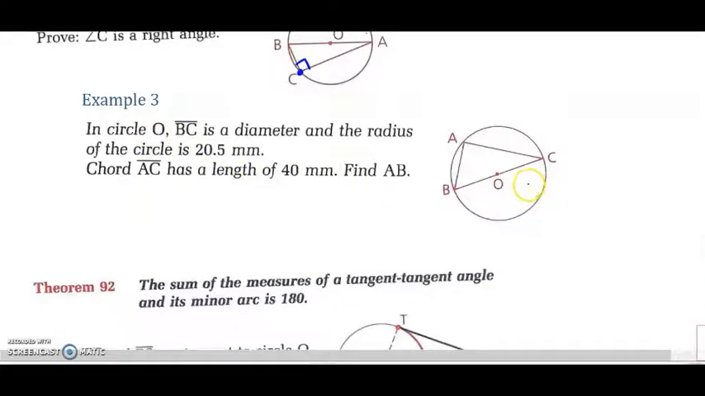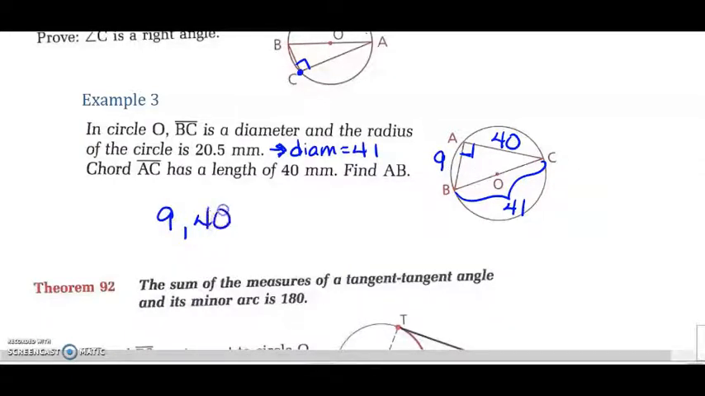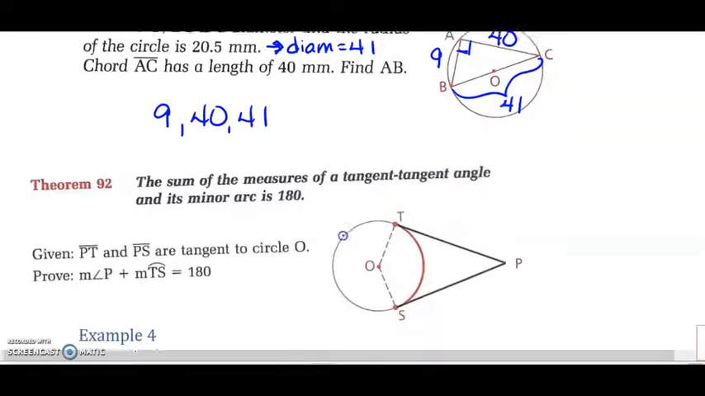In circle O, BC is a diameter, and the radius is 20.5. That means the diameter has to be 41. AC has a length of 40. Find AB. Well, we know this is a right angle because it forms a diameter, and that is the optional Pythagorean triple that you could have memorized, 9, 40, 41. If you weren't sure, then you could have gone ahead and said AB squared plus 40 squared equals 41 squared and solved for AB.